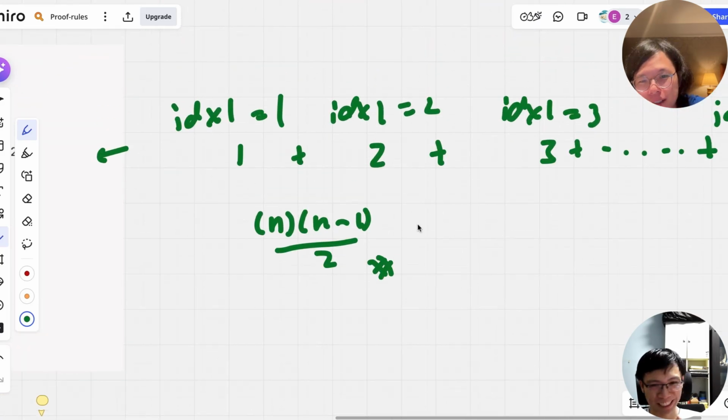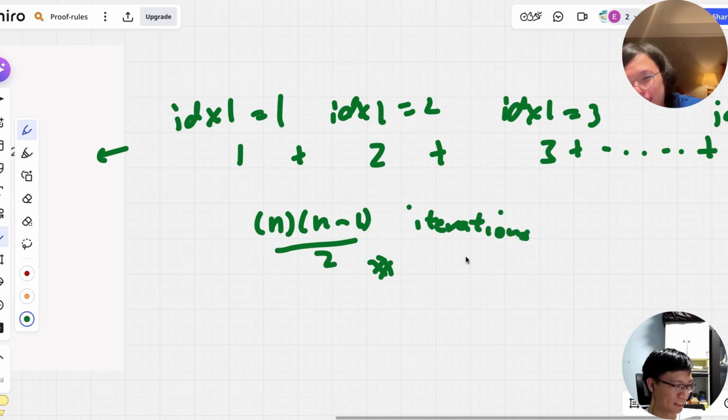Right, so this is the number of iterations. We proved this by induction last week. Oh yeah, we did. Yeah, we did. Right.